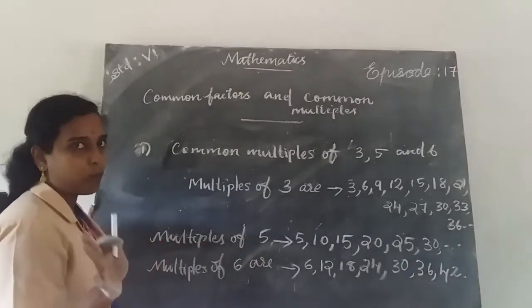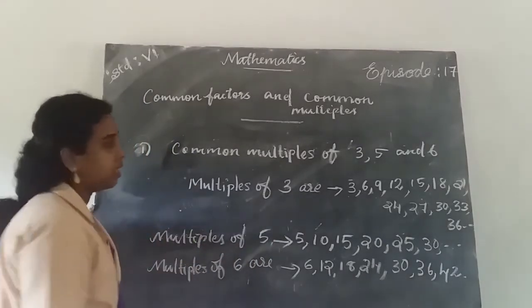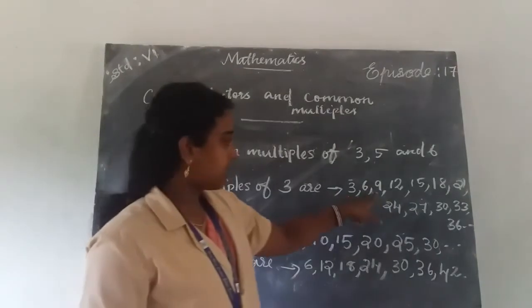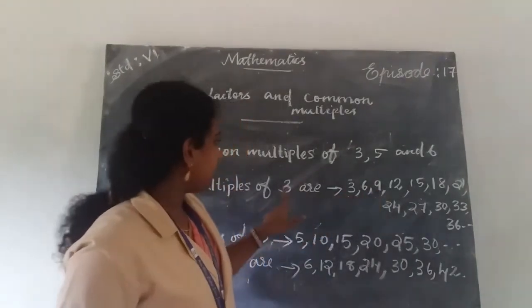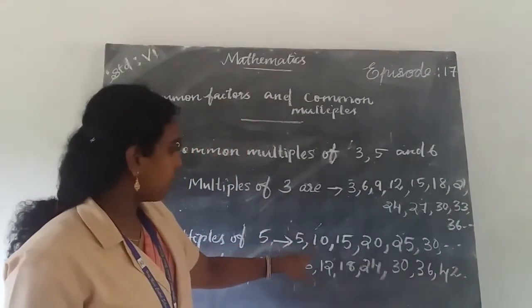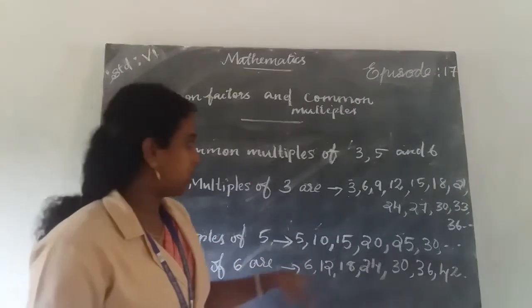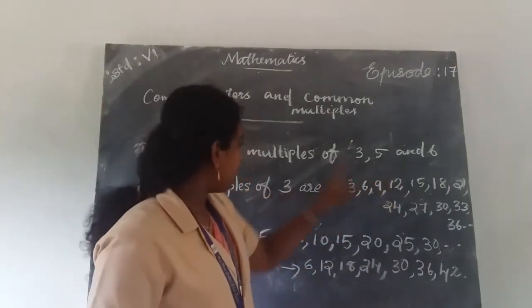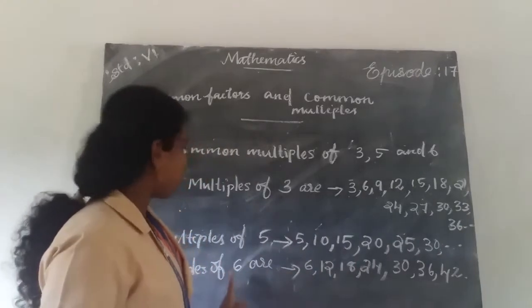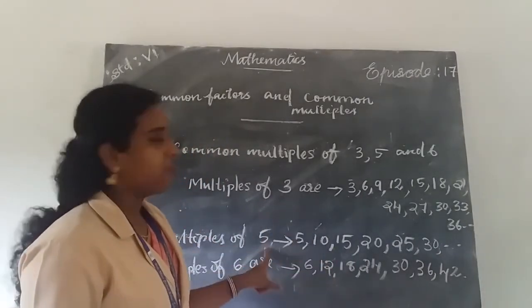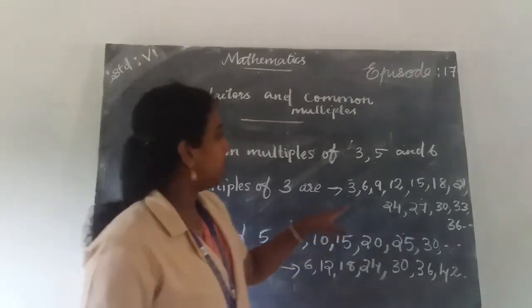So it's not a common multiple of 3, 5 and 6. And the next multiple is 9. 9 is a multiple of 3, but it's not a multiple of 5 and 6. And here 12. 12 is a multiple of 3 and also a multiple of 6, but it's not a multiple of 5. So it's not a common multiple.